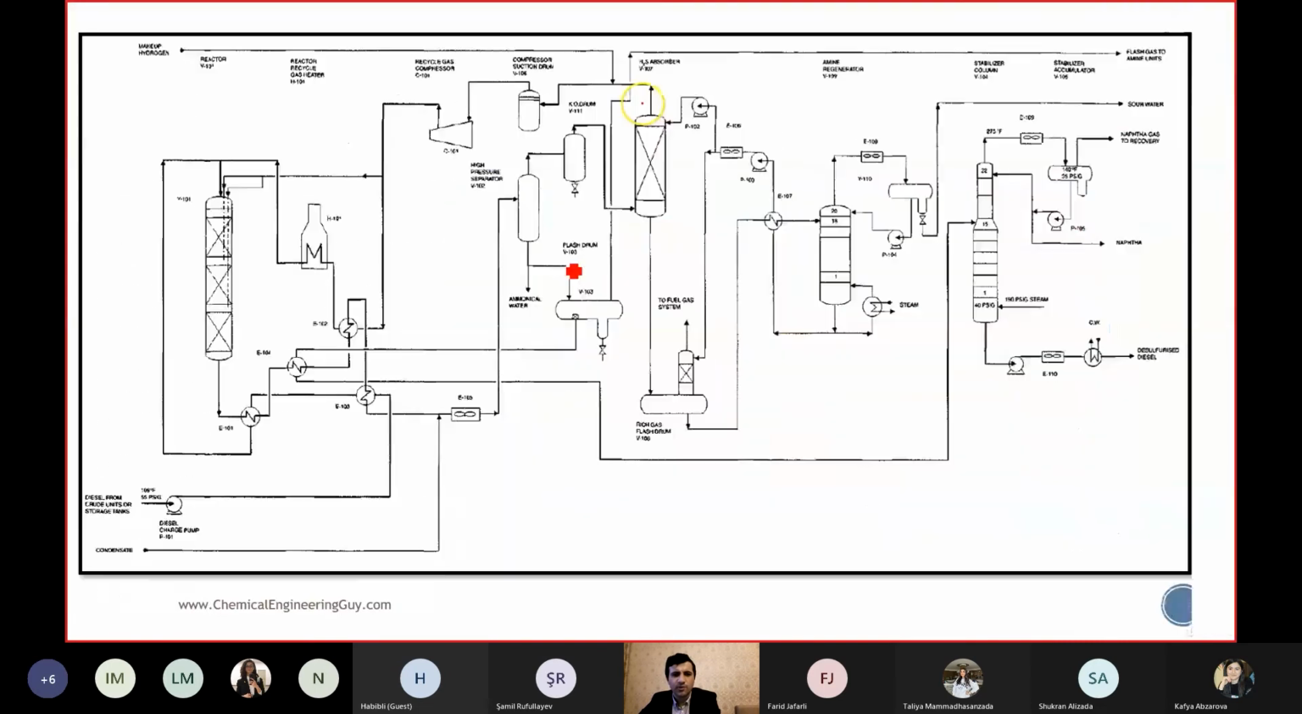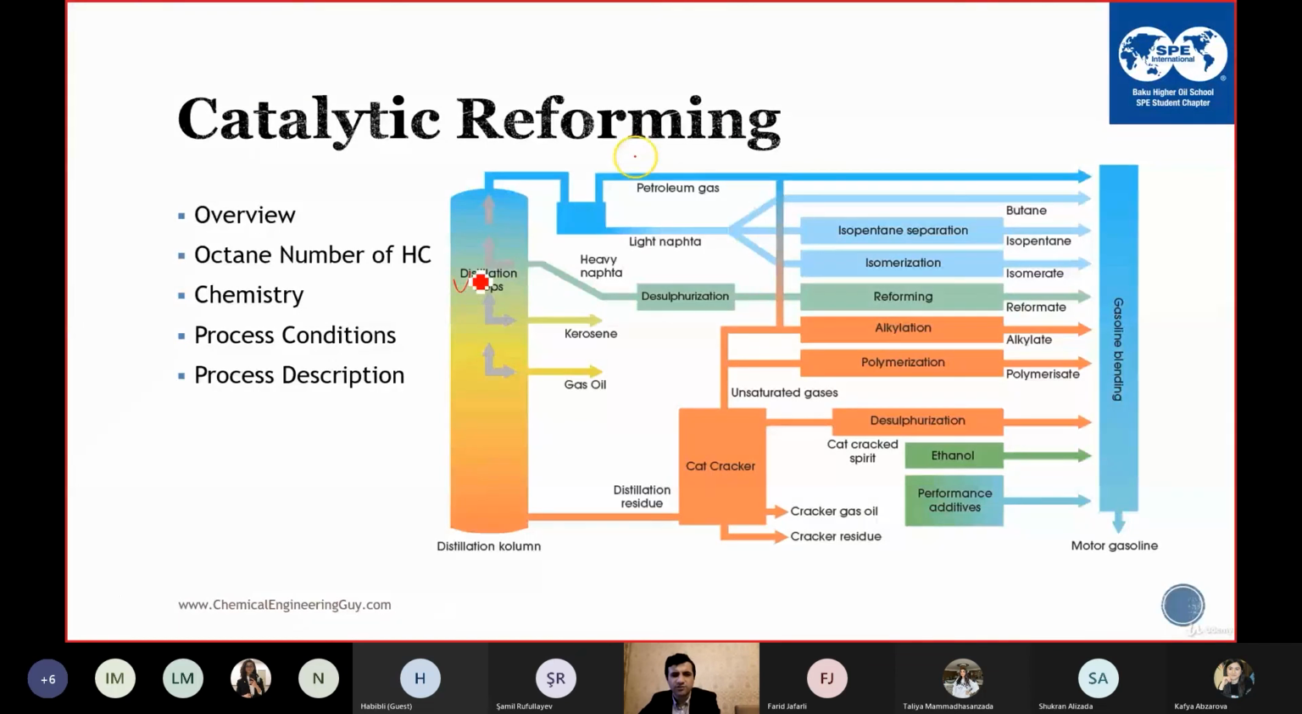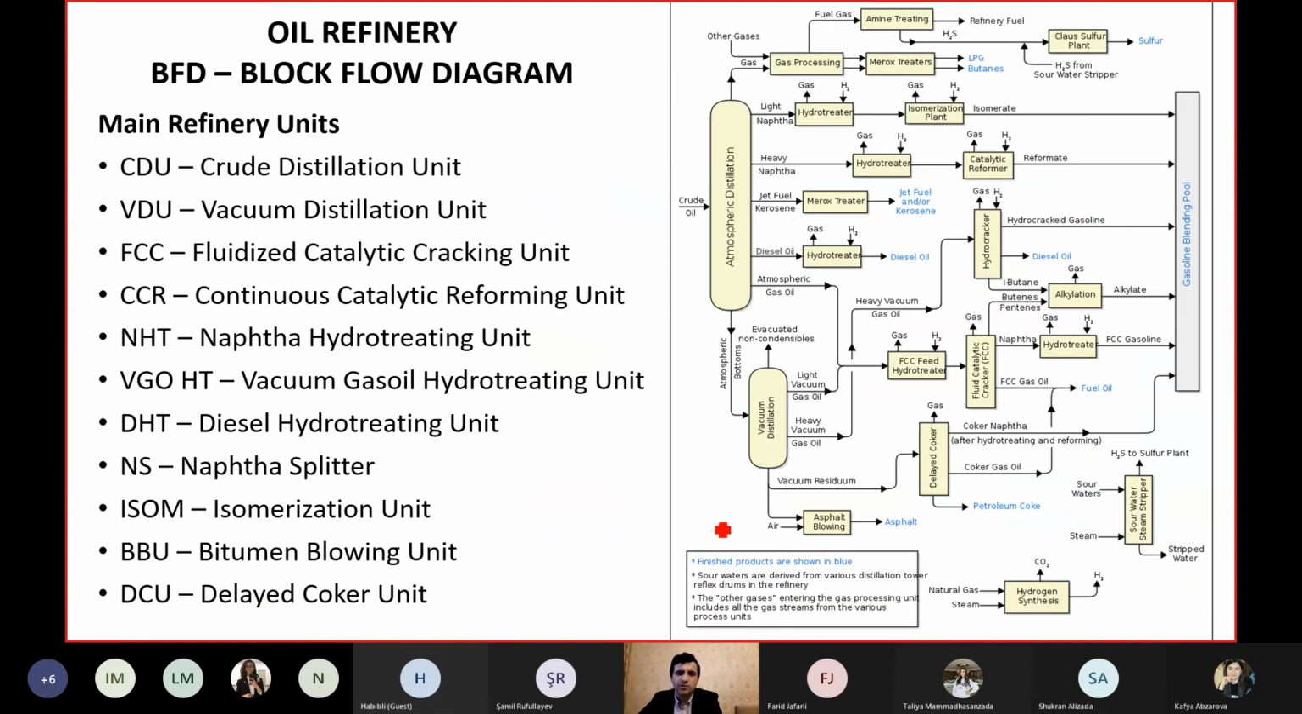So what I want to show is that we had the distillation steps. We saw desulfurization, reforming, and catalytic cracking. So in this course, we learned about the CDU in detail, VDU, hydrotreaters, not Merox, hydrotreaters. We learned about the FCC. We learned about the catalytic reformer.